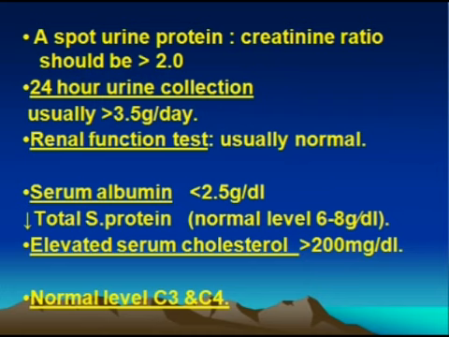The renal function test is usually normal. Serum albumin is less than 2.5 gram per deciliter, with a decrease in the total serum protein; the normal level of total serum protein is 6 to 8 gram per deciliter. Also, we have elevated serum cholesterol, more than 200 mg per deciliter, with a normal level of C3 and C4.